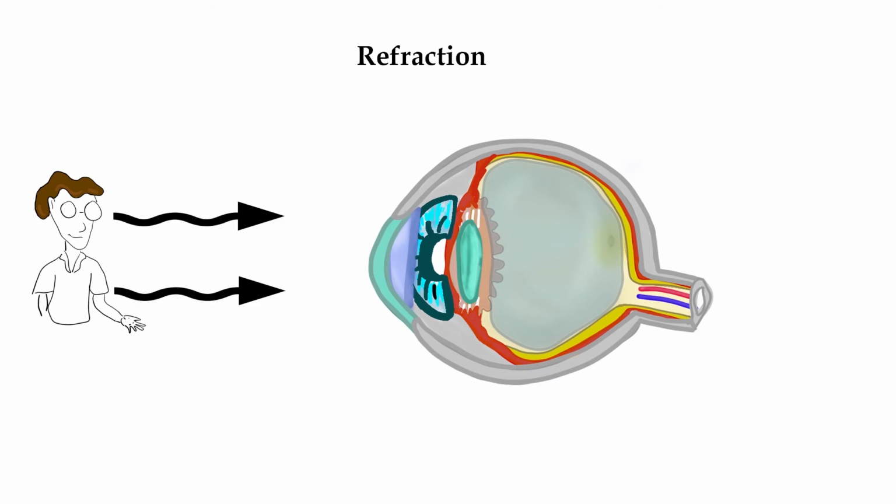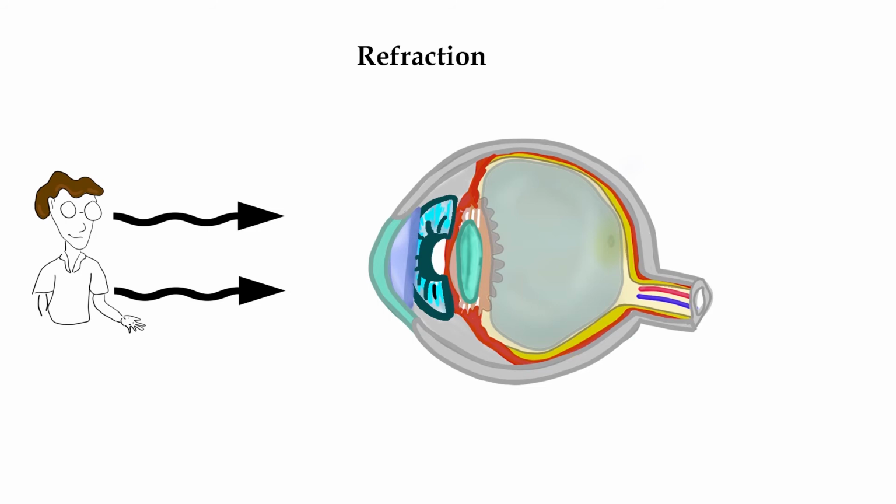So the structures light needs to pass through are your cornea, your aqueous humor, your lens, and then your vitreous humor before it finally hits your retina. The cornea, the aqueous humor, and the vitreous humor all have the same refractive index, so the light doesn't change too much from one to the other. However, the lens can change its refractive index depending on if it's bulgy or if it's flattened. So your lens is constantly changing its refractive index to help focus the image onto your retina.